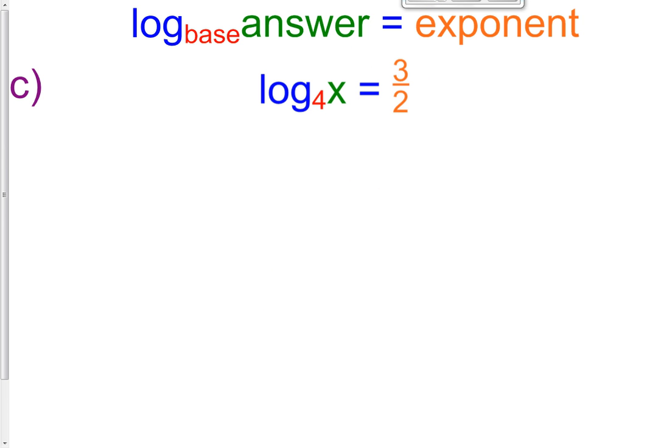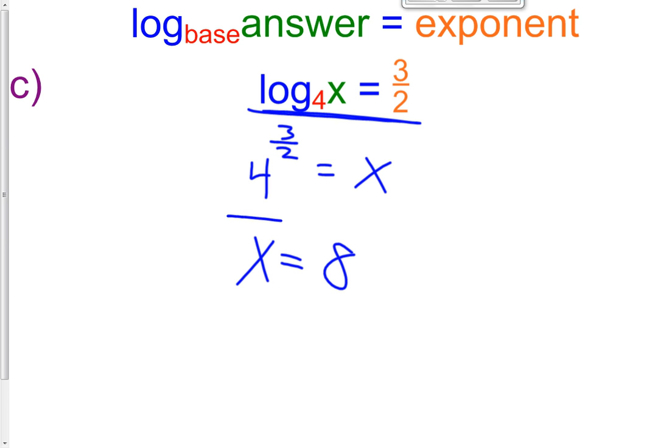Letter C, log base 4. Right now it's in logarithmic form, so change it into exponential. 4, that's our base, raised to the 3/2 power equals x. You can do that in your calculator. What is 4 raised to the 3/2? You should get x to equal 8. Again, you can do that in your calculator: 4 raised to the 1.5 or 4 raised to the 3/2, same thing.